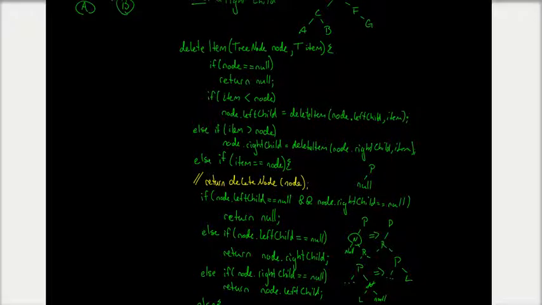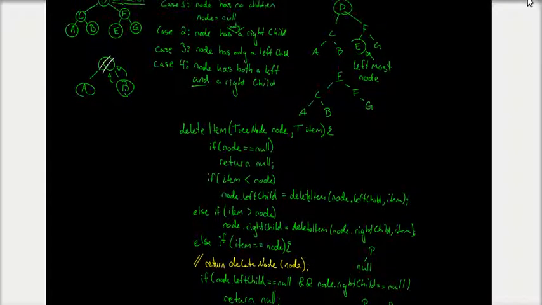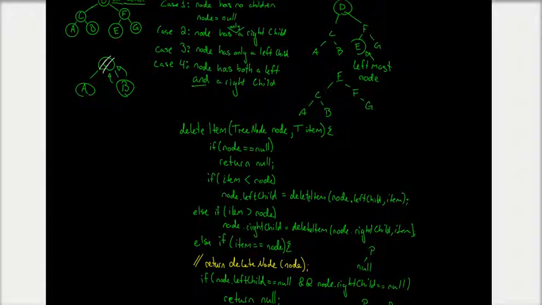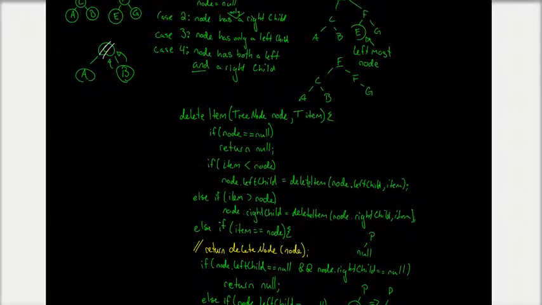Okay, so let's look through it again. So there's 4 cases. The node has no children, the node has only a right child, the node has only a left child, or the node has both children. Now if the node has no children, then it's a leaf, and it's pretty easy, we just set it to null. Otherwise it's more involved and involves passing on the left or the right subtree, or child, onto the parent.